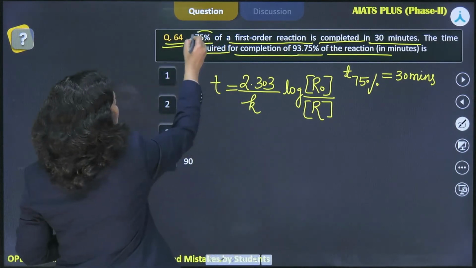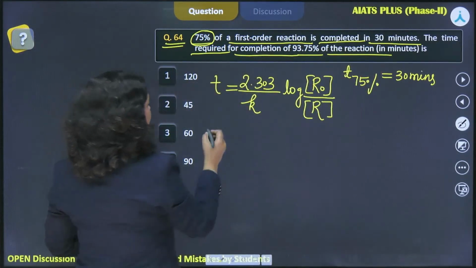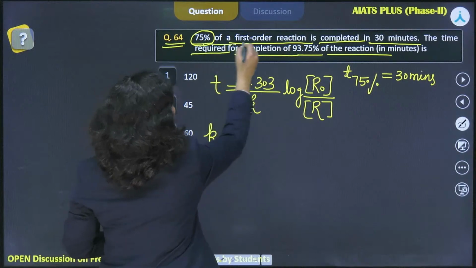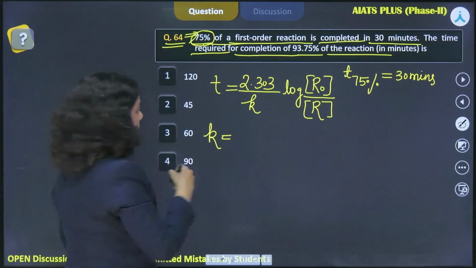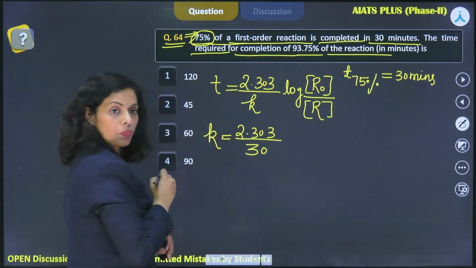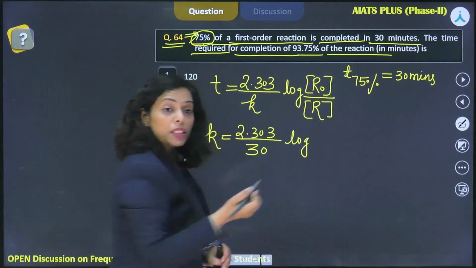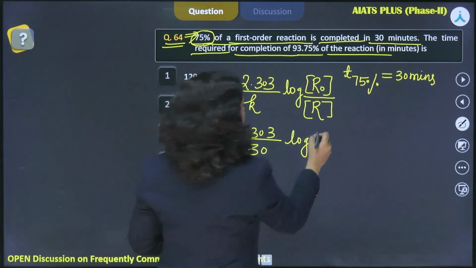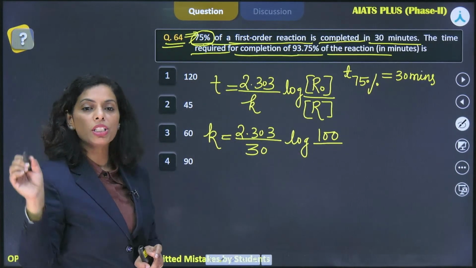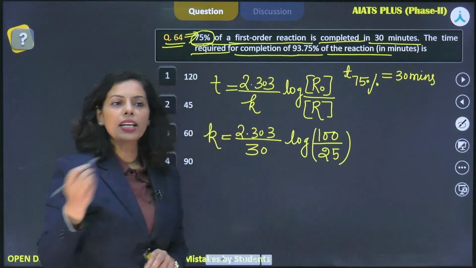Now in the first case you have 75% completed, and for the same the time consumed is also given. So what I can do, I can first of all calculate the value of K with respect to the first hint that is given, right? So it would be 2.303 divided by 30, then log R naught. Initially, because 75% has been completed, I am going to take that initially it was 100, 75% completed. So how much is remaining? 25, right? So you can calculate this way.